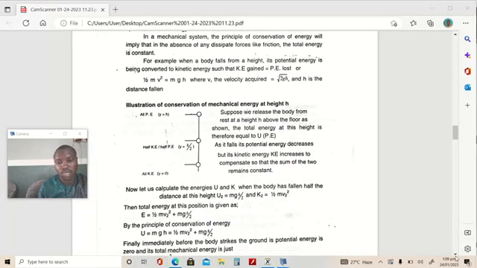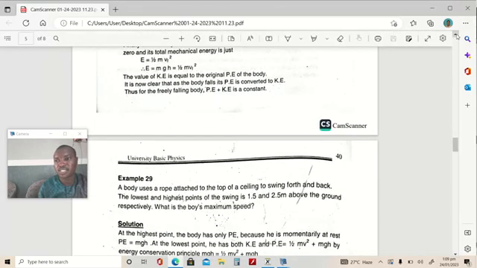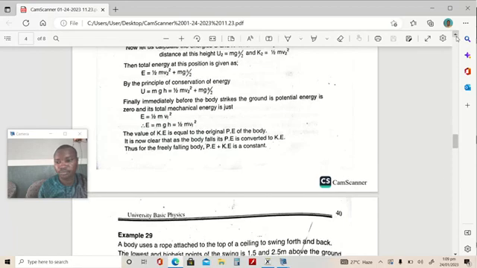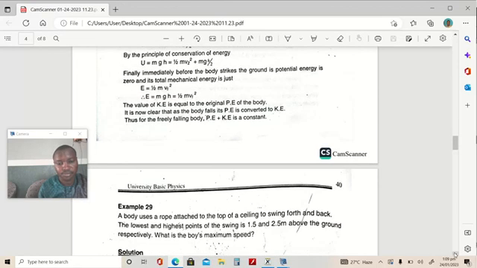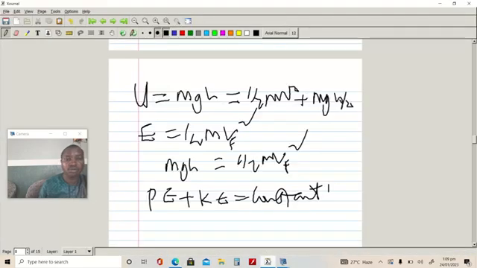This problem says a body uses a rope attached to the top of a ceiling to swing forth and back. The lowest and the highest points of the swing are 1.5 m and 2.5 m above the ground respectively. They ask, what is the body's maximum speed? What is the maximum speed of the body? All right.